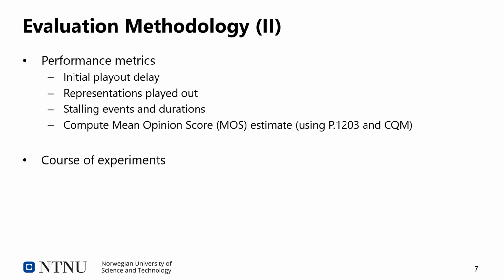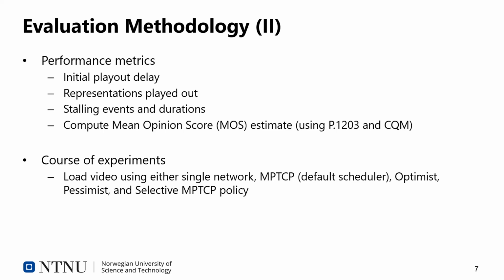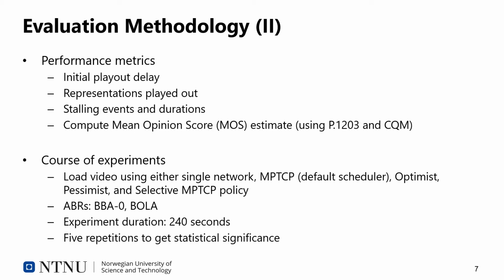When conducting our experiments, we stick to the following order. After selecting the specific configurations, we conduct an experiment using single networks, MPTCP with default scheduler, the optimist policy, the pessimist policy, and then the selective MPTCP policy. We further conduct the measurements using 2 different adaptive bitrate algorithms implemented within GPAC, and each of the runs lasts for 240 seconds. Further, we repeat our experiments 5 times to assure statistical significance of our results.